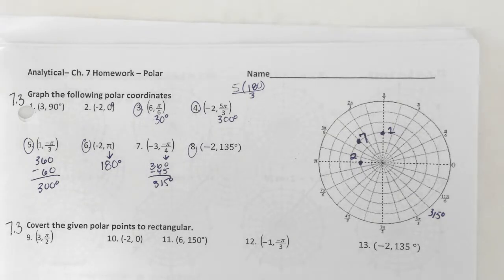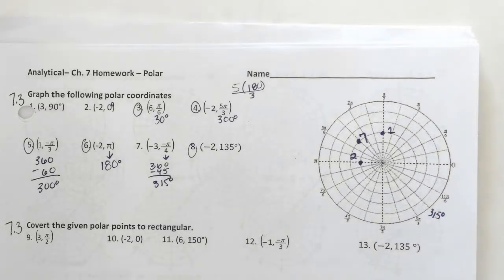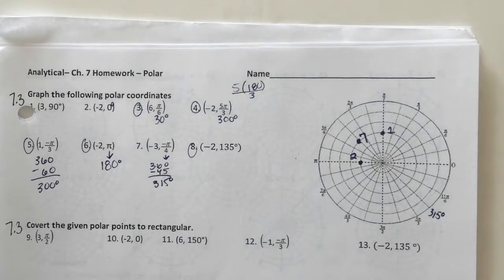All right, now the last one, number 8. Is where? Good. And then you're going 2 away from it. 2 away. Very good. Just put 8 by it. Thank you. So number 8 is right here. Y'all good with graphing polar coordinates?